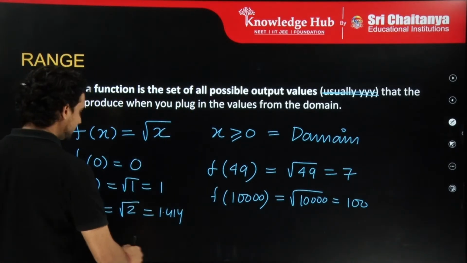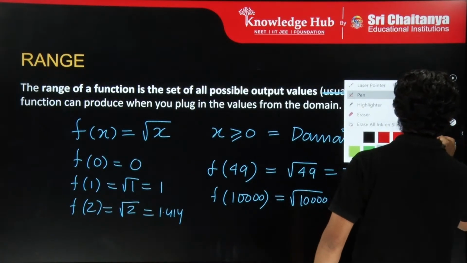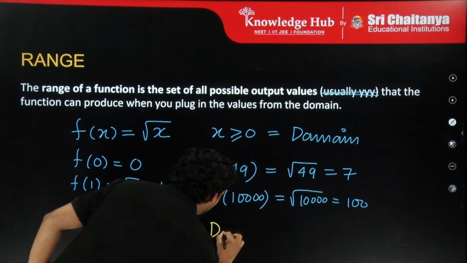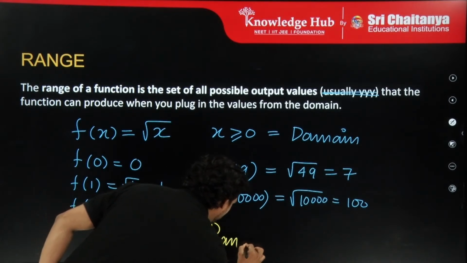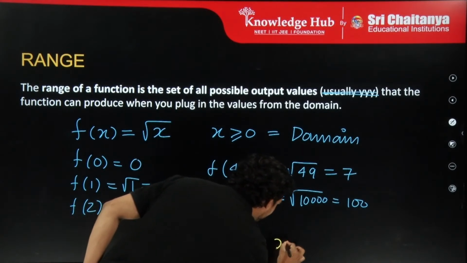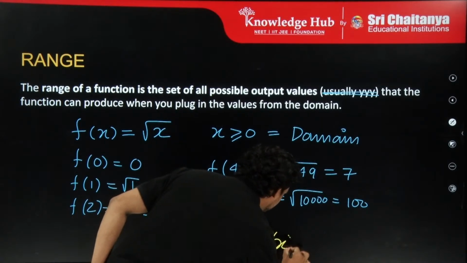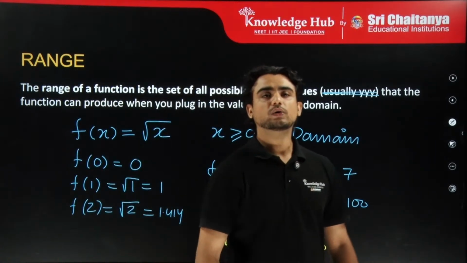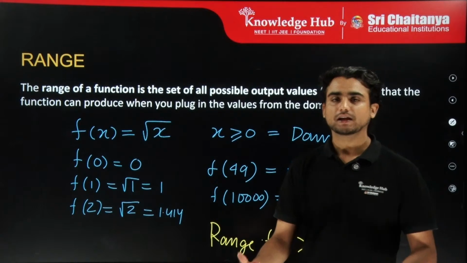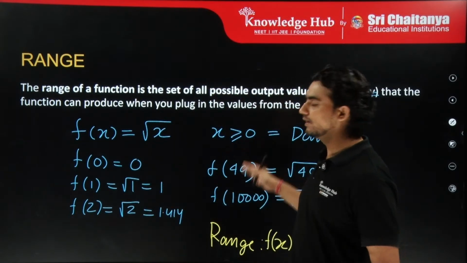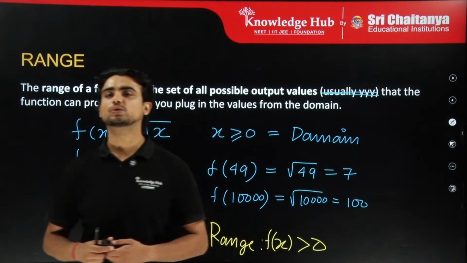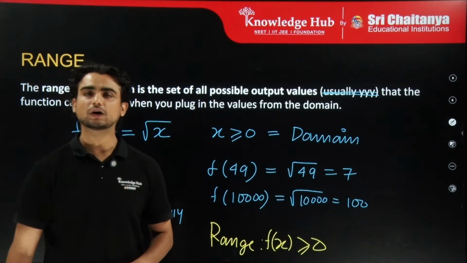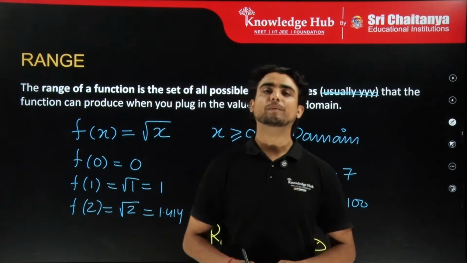Domain is basically the set of all possible input values, and range is basically the set of all possible output values. So my range will be all values f of x greater than or equal to 0. x was greater than or equal to 0, but now the output is f of x, and all these values are greater than or equal to 0. So my domain is also x greater than or equal to 0. So now I hope you are clear what domain and range are.